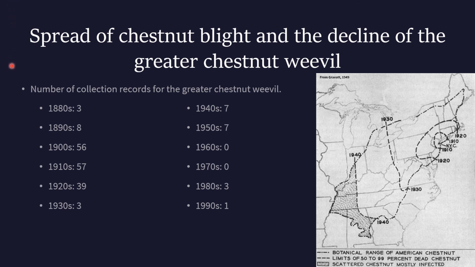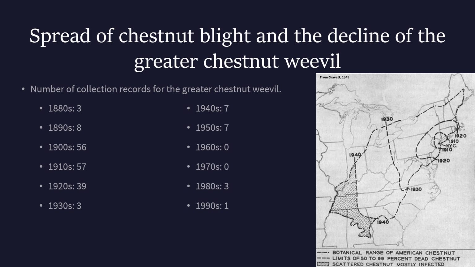Over here, we have the number of dated collection records by decade for the greater chestnut weevil. In the 1880s and 1890s, there were 11 records total. In the 1900s, there were 56 records. In the 1910s, there were 57 records. In the 1920s, there were 39 records. In the 30s, there were 3. In the 40s and 50s, there were 7 each. There were none in the 60s and 70s, and there were 3 in the 80s, with just 1 in the 1990s.